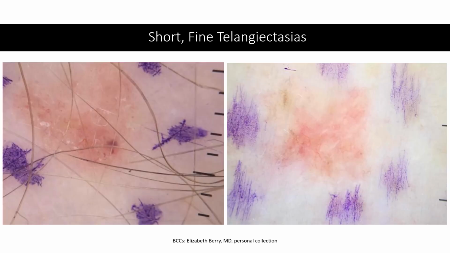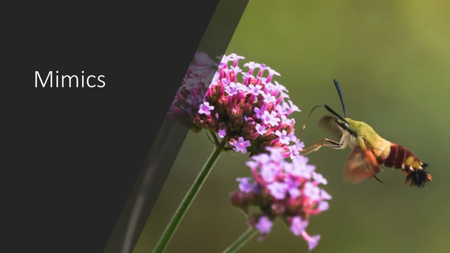Here we see more of these subtle, short, fine telangiectases. On the left here, you see these short, sharply focused telangiectases, accompanied by a little bit of scale, which I feel is very helpful in identifying superficial basal cell carcinomas. And in the pane here, you see more of these short, more subtle telangiectases. Now, other tumor types have sharply focused vessels as well, so we'll spend a couple of slides going through visual mimics.